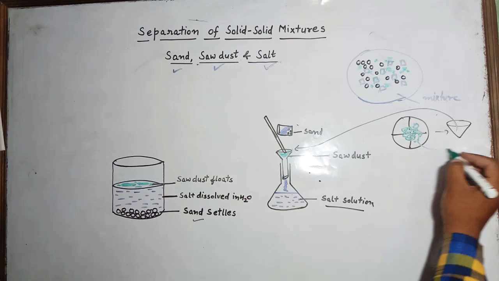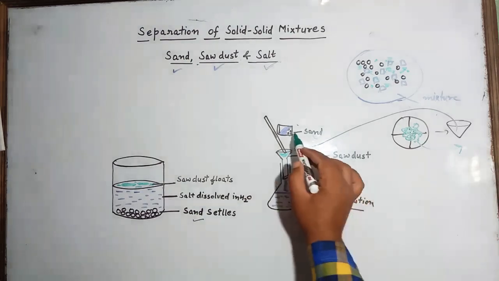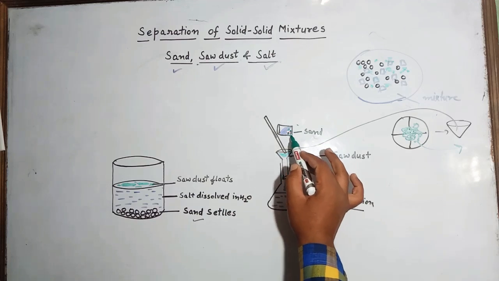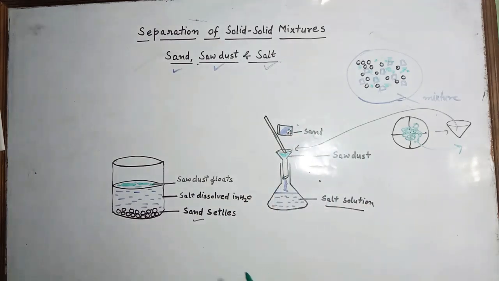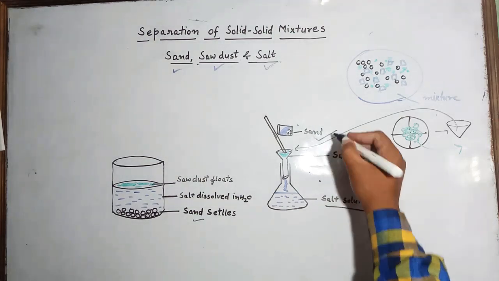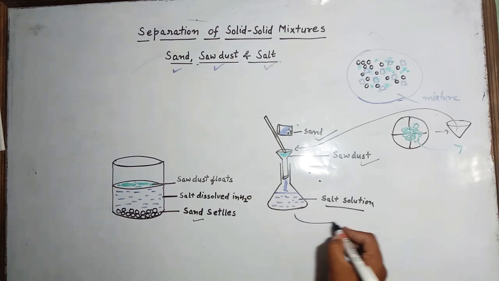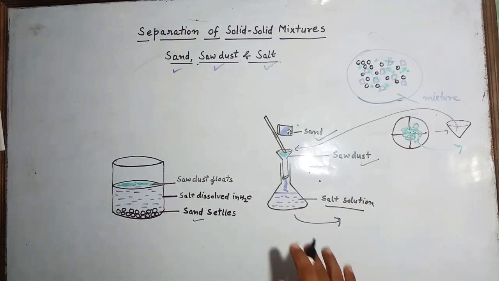Now you can separate it. Sawdust is separated, and the sand particles are here in the bottom of the container. These are also separated, means two things are separated, that is sawdust and sand. Now what is the remaining thing? That is salt from salt solution. So how can you get salt from salt solution?